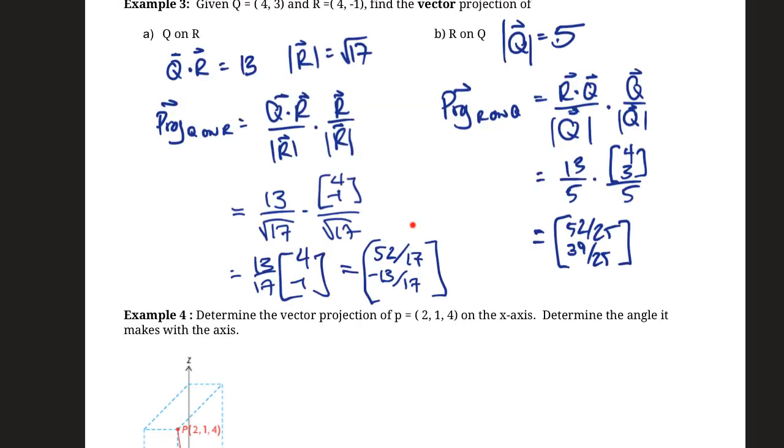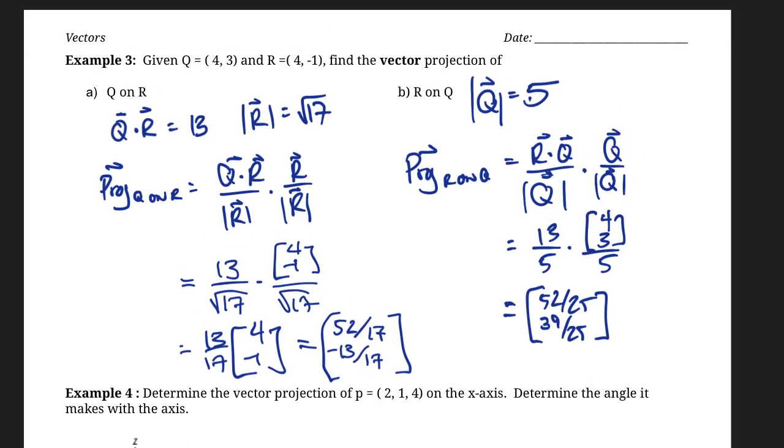Okay, so here's the solution. You'll notice the projection of Q on R is 52 over 17 and negative 13 over 17. And the projection of R on Q is 52 over 25 and 39 over 25. Remember also that this part represents the magnitude of that vector, the length of that vector, which in this case is the length of the projection. So 13 over 5 is the length of this projection, and 13 over root 17 is the length of this projection. That piece of information is also useful, which is why I separate these out and don't just square them usually, because it explains what you're doing as you're doing it.